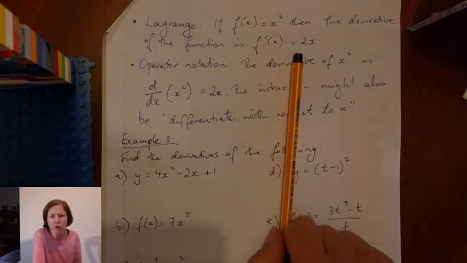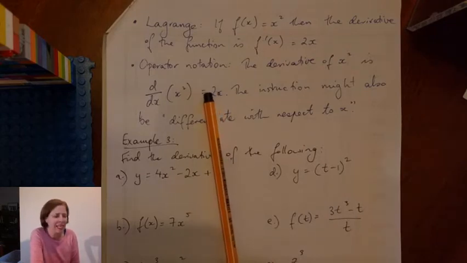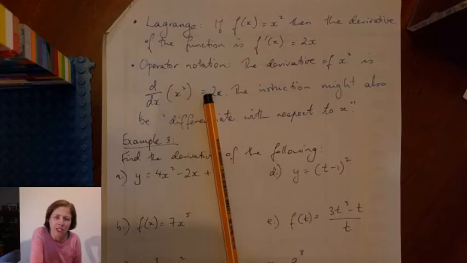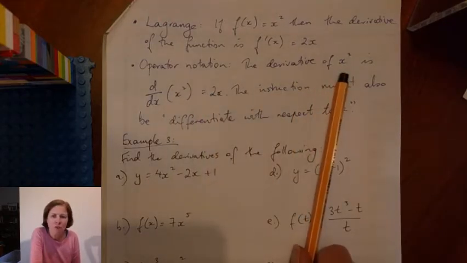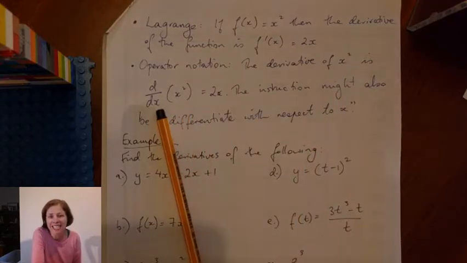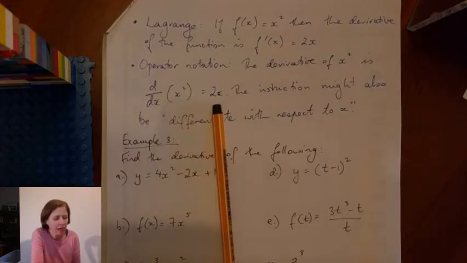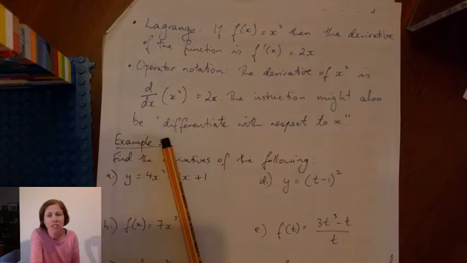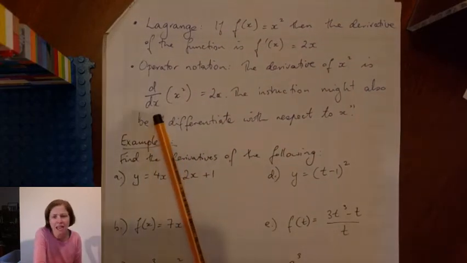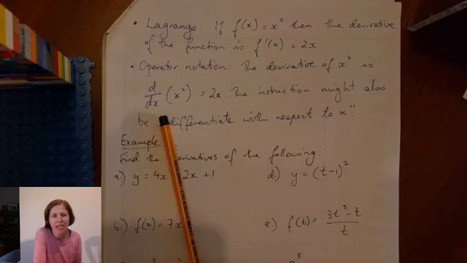Now the third kind I'm going to call operator notation, and I call it operator because finding the derivative is an operation. It's something I can do to an expression. So if I'm given an expression like x squared instead of an equation, what can I do to this expression? Well, I can multiply it, I can add it, I can subtract it, or I can find its derivative. So d dx of x squared, equals 2x. The instruction might be, in words, differentiate with respect to x. I would either read d dx of x squared, or I would read differentiate with respect to x.